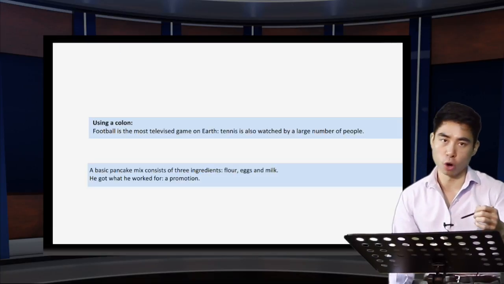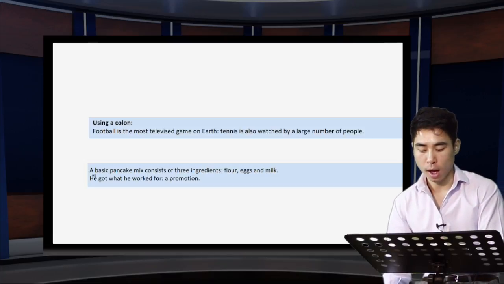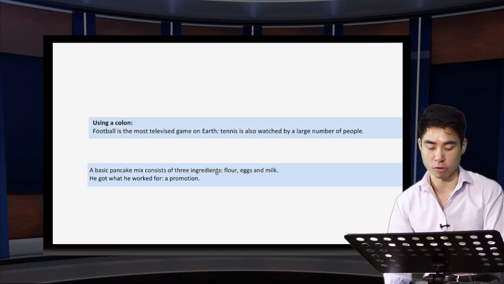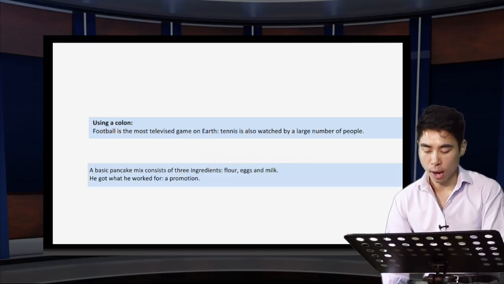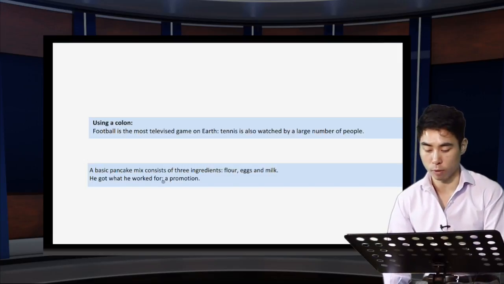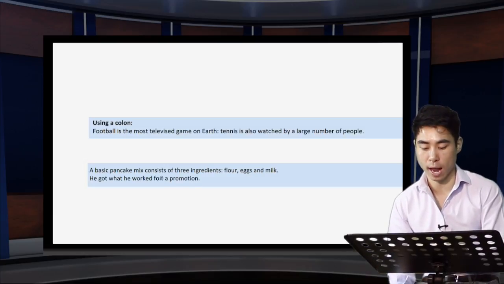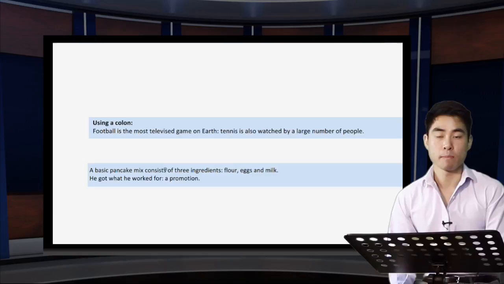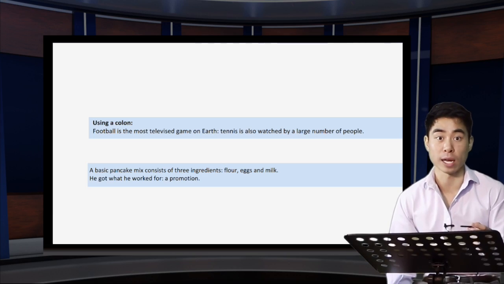Alternatively, another use of the colon is to introduce a list or concept. So if you have a look here, a basic pancake mix consists of 3 ingredients, colon, okay, and then I'm listing out those 3 ingredients, so introducing a list here. And then in the second example, we're introducing a concept. So he got what he worked for. What was it that he worked for? Well, it was a promotion. Okay, so here the only appropriate piece of punctuation to use would be a colon, and that's the same for this case up here as well when you're introducing a list.